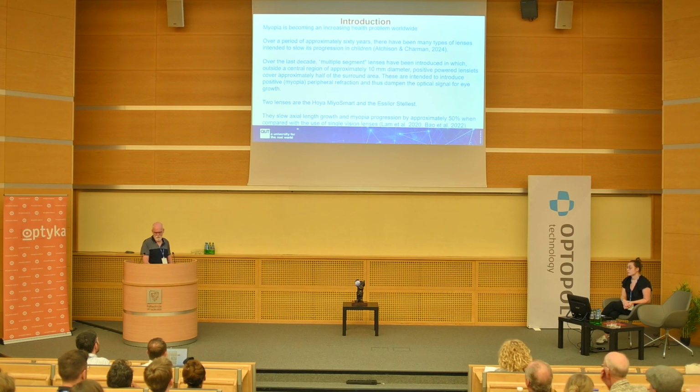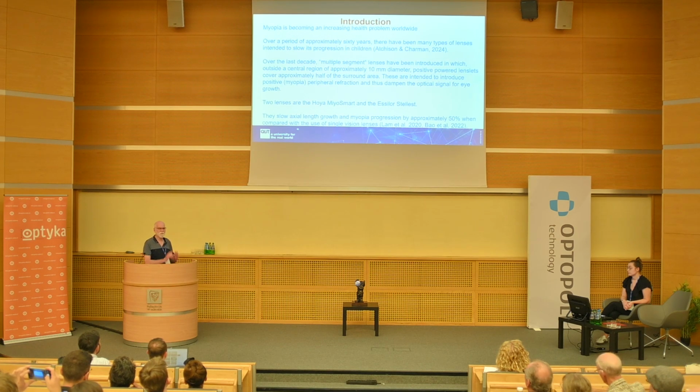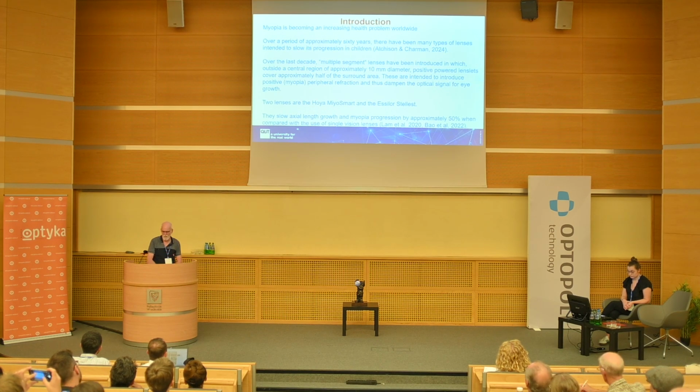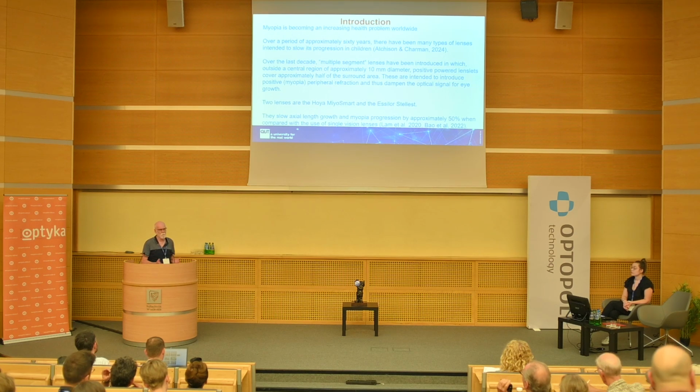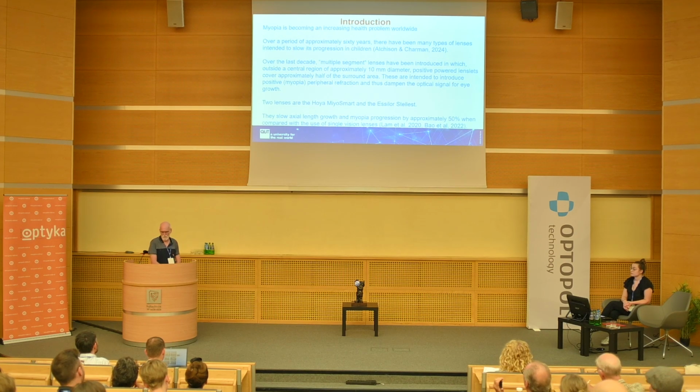And over about the last 10 years, there have been some lenses developed which I'll refer to as multi-segment lenses. You have a central region of about 10 millimeters in diameter, and outside that you have spaces, and between the spaces you have positive powered lens slits, and they cover about half the area in which they occur. The idea of these is that they're meant to produce positive peripheral refraction, and supposedly that will dampen the optical signal for eye growth.